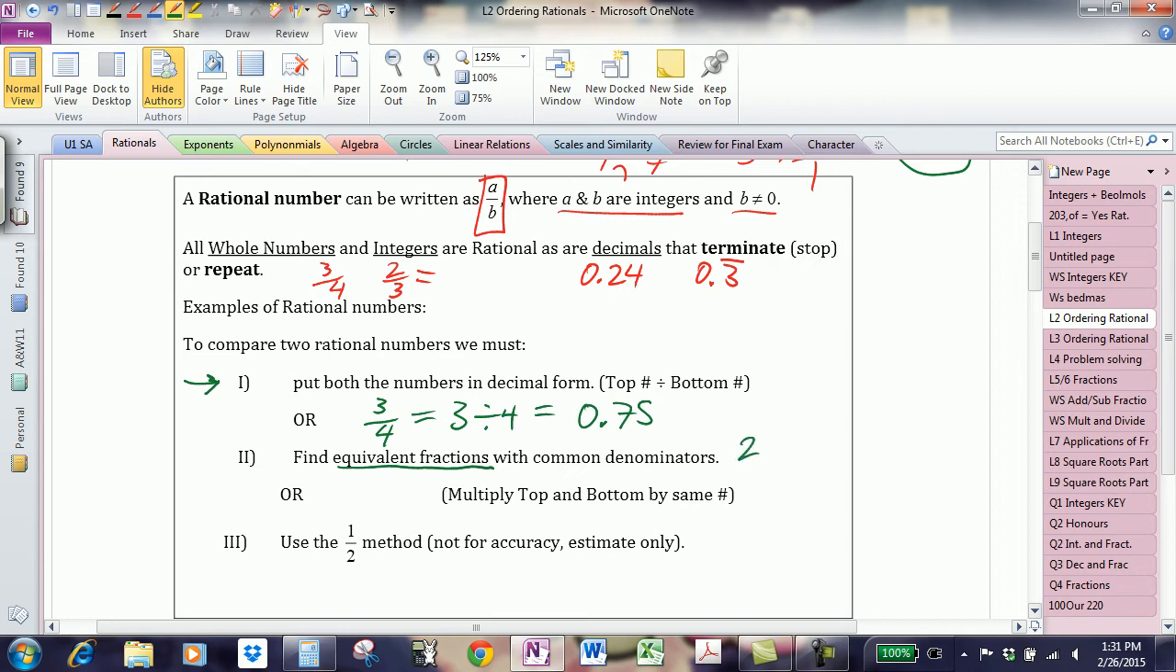So if we have 2/5 and 3/4, we want to get a common denominator of 20. We have to find equivalent fractions. So multiply this one by what? What do we multiply 5 by to become 20? 4. Then we have to do that to the top as well, and we get 8. Okay, so these guys are what we call equivalent fractions.